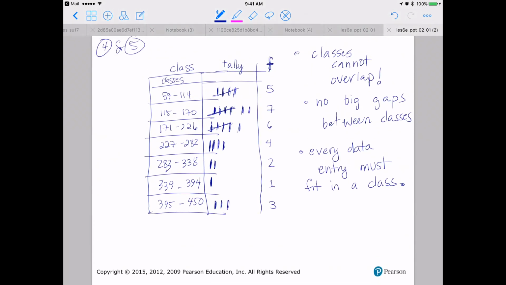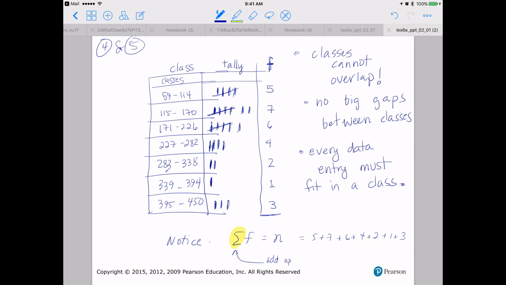Okay. So notice that the sum of the frequencies is equal to n. So if you add up all these numbers, right, so what does this sigma mean? Sigma means add up, right, so if you add up all the f's, it should be equal to n. What happens if we add them up? We get 5 plus 7 plus 6 plus 4 plus 2 plus 1 plus 3. 28. Uh-oh, we made a mistake.